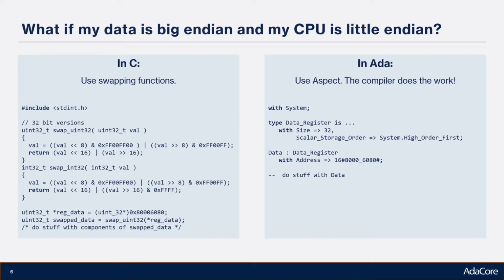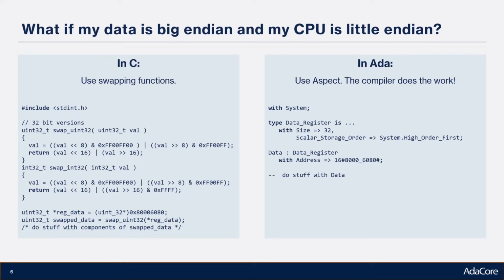So in our AdaCore's Ada compiler, we have an aspect called scalar storage order. And what that means, by using this, you don't have to code up your swap routine explicitly. You don't have to code up any swap routines. But that's not really the big deal. The really big deal is not that you can get away with a little less coding. The really big deal is that now the specification of the data register type is so precise and correct that it's harder for you to screw up.